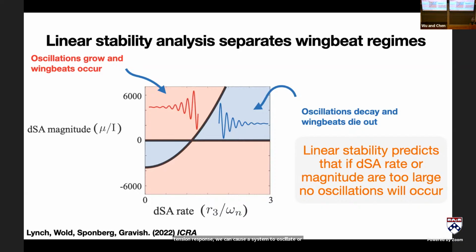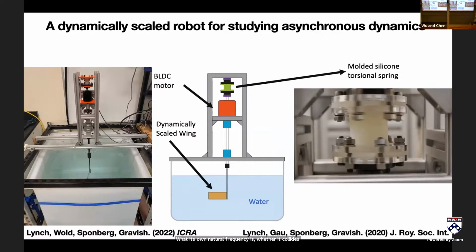And the beautiful thing about this is that the frequency that the system is going to oscillate at is completely determined by whatever the interaction dynamics of that spring mass system are with the external environment, what its own natural frequency is, whether it collides with things, et cetera. So that's what we wanted to explore.